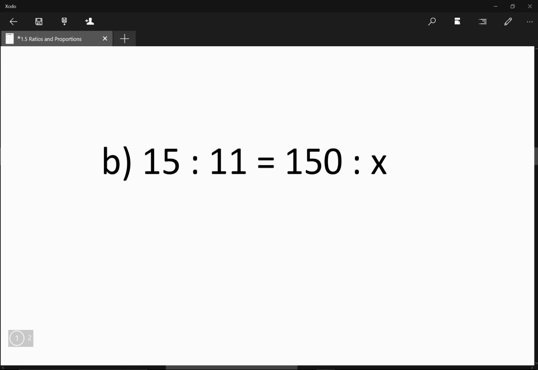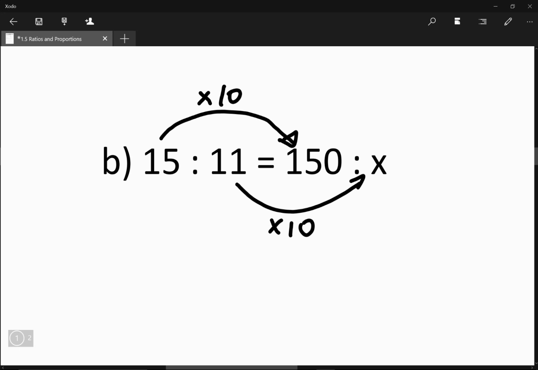What about the next one? 15 to 11 equals 150 to x. So 15 times what number gives me 150? Well, if I multiply by 10, I get 150. So that means x would be the result of taking 11 and multiplying it by 10. And 11 times 10 is 110. So x equals 110.